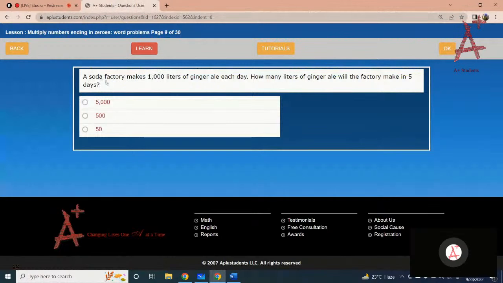Okay, the next one is a soda factory makes 1000 liters of ginger ale each day. How many liters of the ginger ale will the factory make in 5 days? So you have to do 5 times 1000. Just multiply the digits. 1 times 5 is 5, and then 1000 has 3 zeros, so just add 3 zeros, so it makes 5000. Got it?